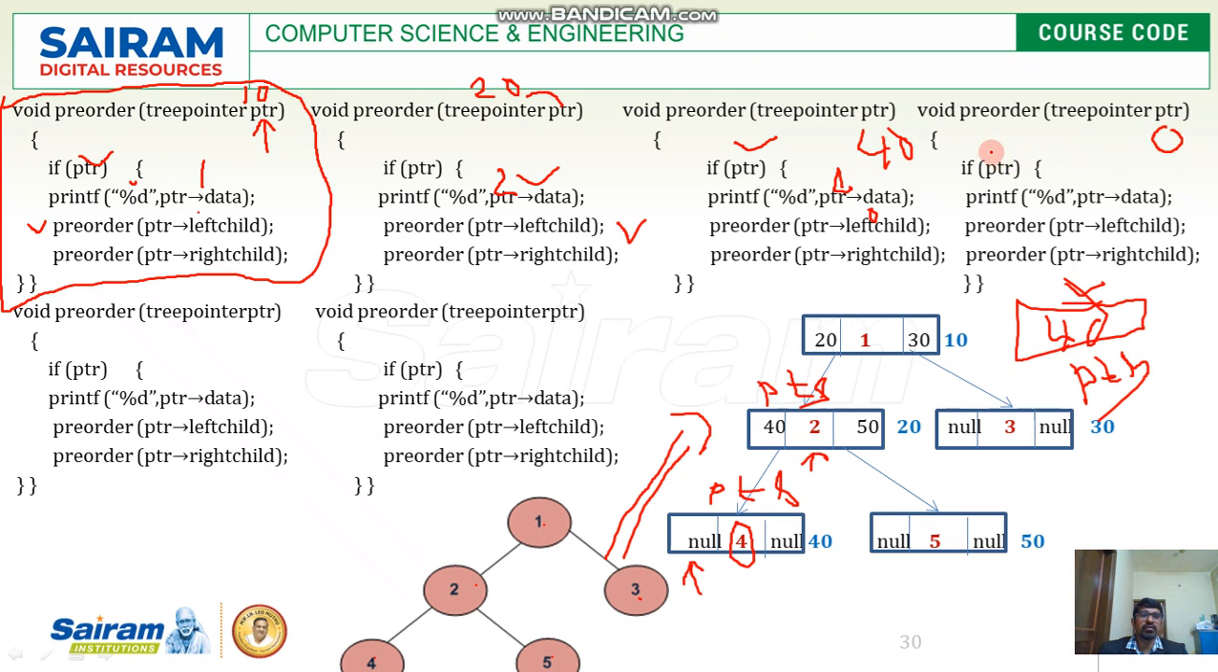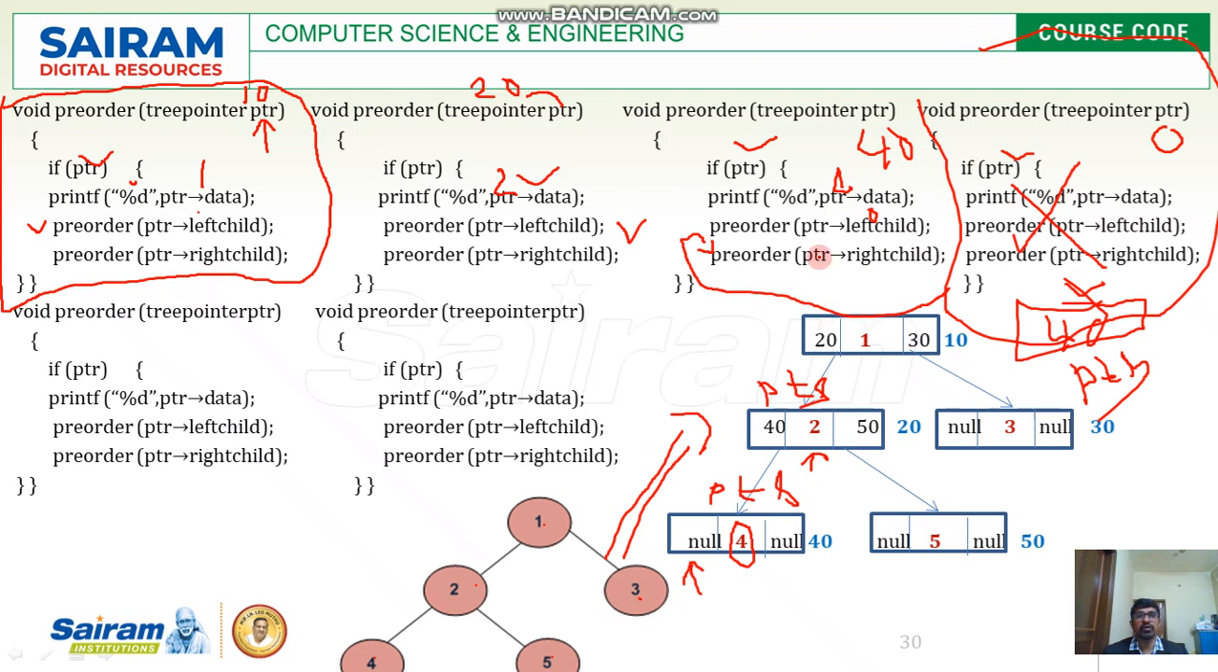If it is 0, you cannot enter this block. If PTR is true, you can do whatever is within the if statement. So you are going to come out of this. Where is this function going to return? This function is being called by its previous one, so it will return back to the calling function. It will start with pre-order PTR right child.